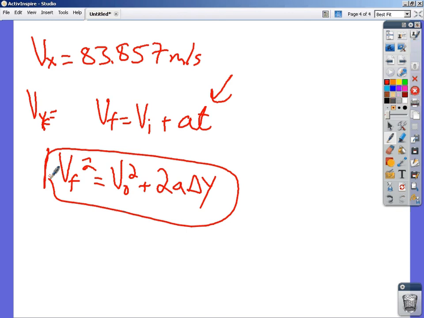Okay. Part D, the magnitude of the velocity. For finding magnitude, what you would do is you'd say V final is equal to the square root of Vx final squared plus Vy final squared. In other words, the hypotenuse of your triangle, Pythagorean theorem.